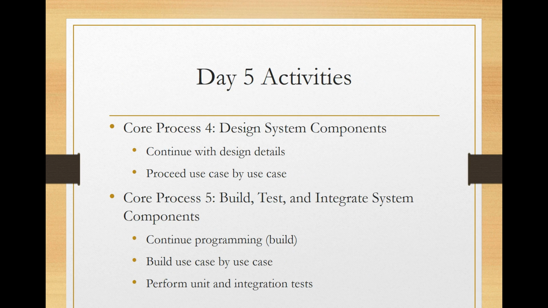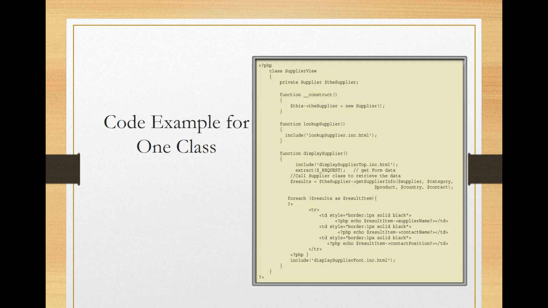So looking at all the details we have, day 5, we're already building this, each use case one at a time, and we're building that programming so each use case gets built, and then we integrate and see if all those pieces work together. That tends to be where we have some issues. So we even have some coding, for an example, of here's a PHP piece. This one happens to look for suppliers and interacts with our database.